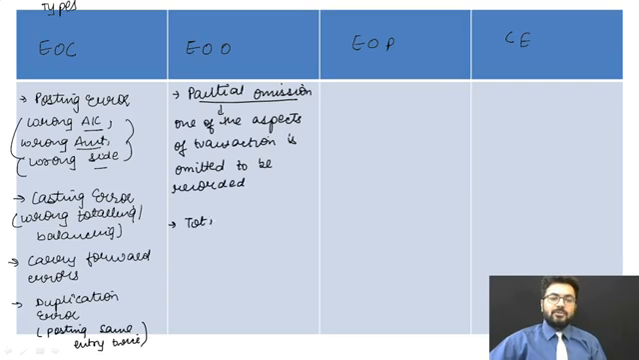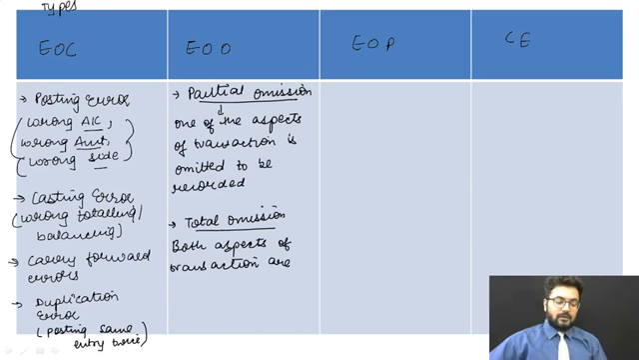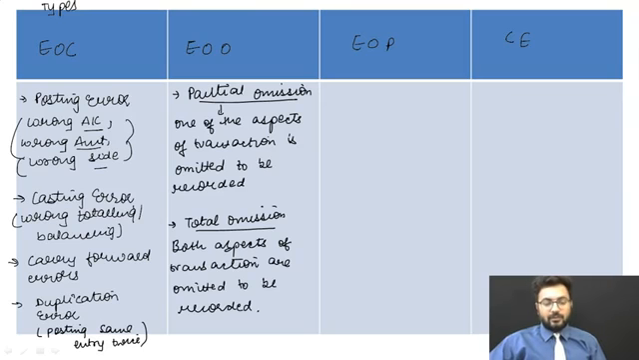And the next is total omission. When it refers to the word total omission, what does this refer to? That means both aspects of the transaction are omitted to be recorded. That means you forget to put both of the aspects, neither the debit one nor the credit one. Both of them have not been recorded. Got my point? Did you get what I meant to say?